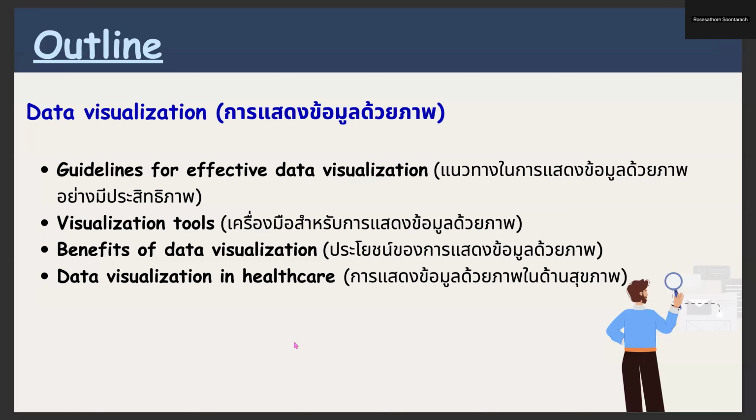The outline of these topics includes guidelines for effective data visualization, tools, and benefits of data visualization in healthcare.